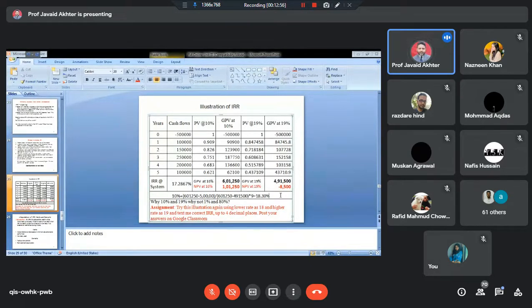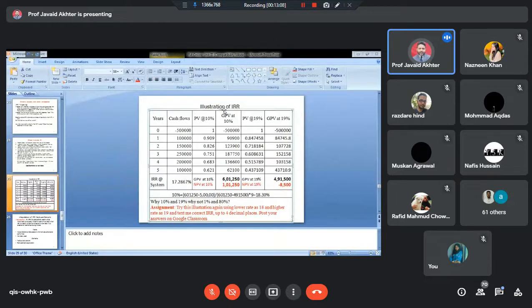Explained to you earlier. With this, we can further improve our meaning or explanation of the word IRR. What more can be said about IRR after looking at this calculation? IRR gives you a reference point. It gives you that at this rate, your present value will be 0.